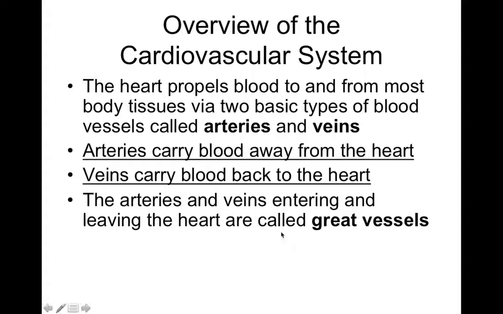So all the vessels that either enter or exit the heart, you guys, we call the great vessels. So we learned about how there's the superior and inferior vena cava. We've got the aorta and pulmonary veins, pulmonary arteries, pulmonary trunk. Those are the great vessels that emerge from the heart and either carry blood away from the heart or bring it back to the heart. Those are the great vessels.